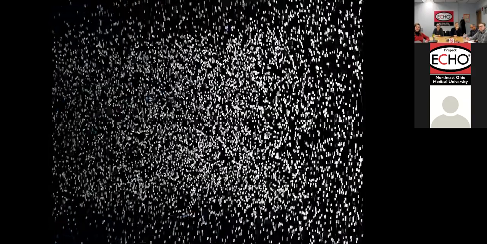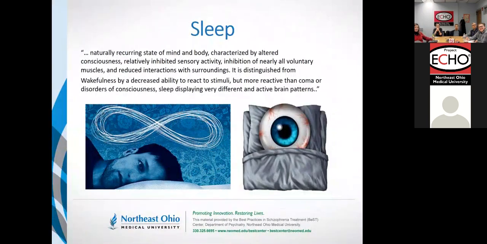Okay, so first going to start off with a basic definition. What is sleep? Sleep is a naturally recurring state of mind and body characterized by altered consciousness, relatively inhibited sensory activity, inhibition of nearly all voluntary muscles, and reduced interactions with surroundings. It is distinguished from wakefulness by a decreased ability to react to stimuli, but it's more reactive than being in a coma or disorders of consciousness. Sleep displays very different and active brain patterns.